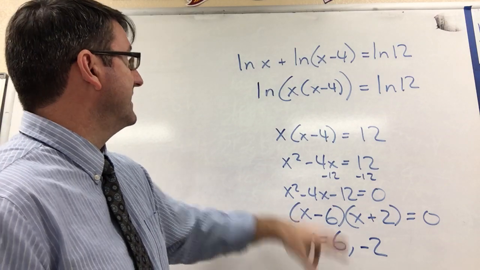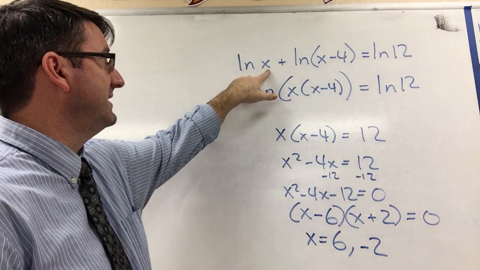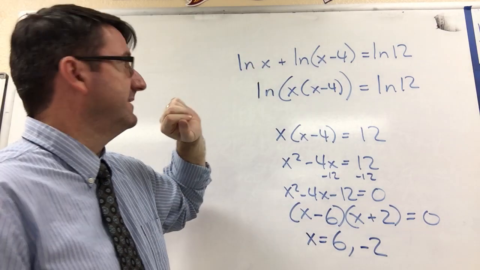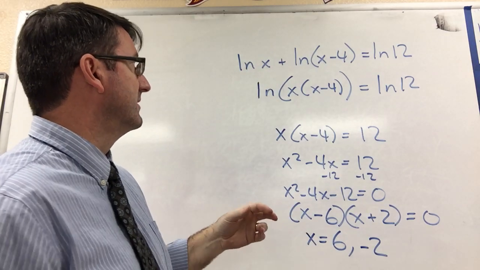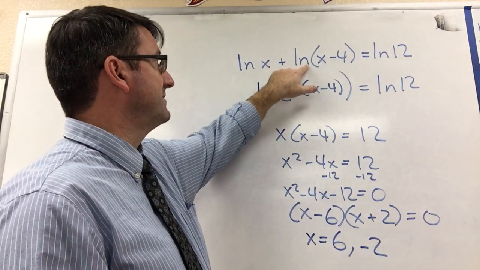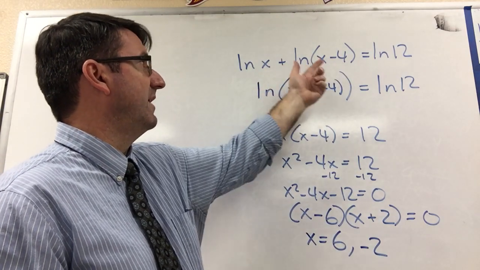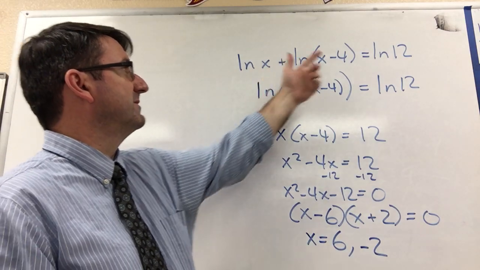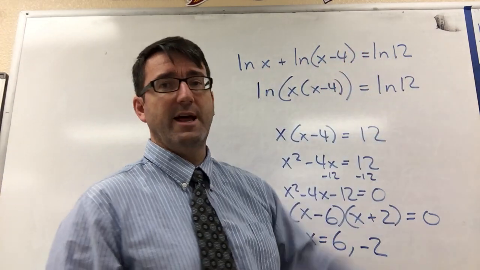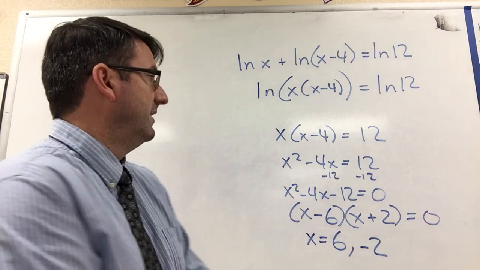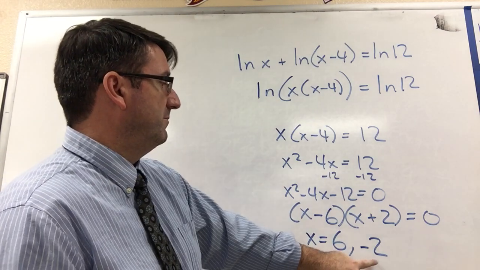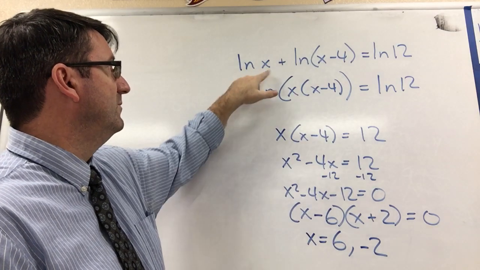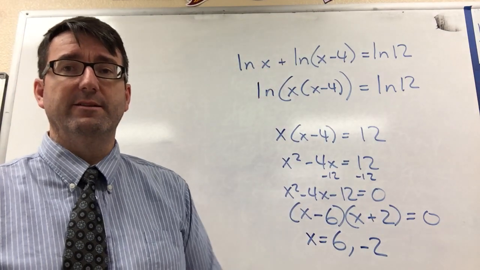So if we plug in 6 here, we get the natural log of 6. That's fine. We're not trying to take the natural log of a negative number there. Plus the natural log of 6 minus 4, so the natural log of 2, is equal to the natural log of 12. So the natural log of 6 plus the natural log of 2 is equal to the natural log of 12. That works.